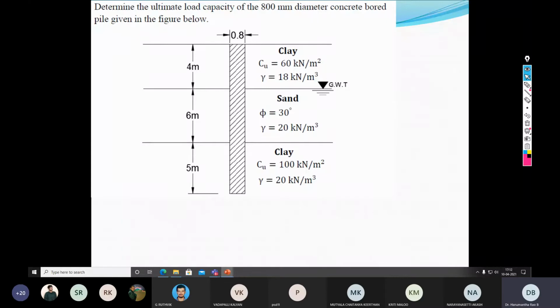I request you all to note this problem. First of all, everyone please take pen, paper and calculator. You may open the handouts which I shared by the previous email.